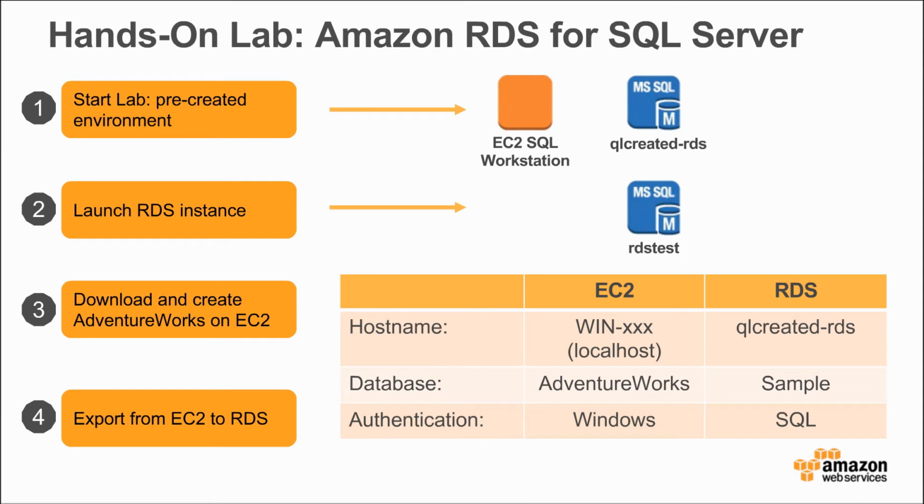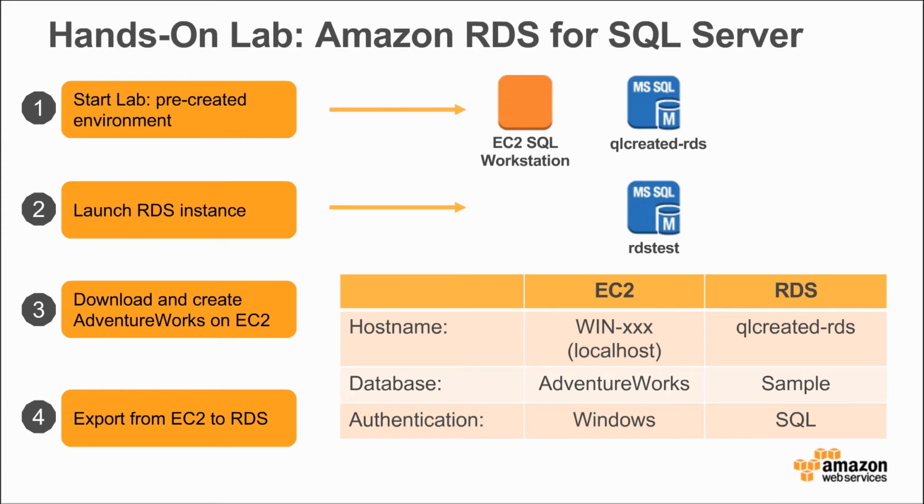Okay, this last slide before we start the demo is a preview of the demo and what you're going to do in the lab. Notice the numbers on the left side. There are 4 key aspects to the lab. First, when you click Start Lab, the lab environment runs CloudFormation to automatically create an EC2 instance and an RDS instance. That's shown on the top row there. The EC2 instance will be used as your workstation to mimic an on-premise instance of SQL Server. The name QL created-RDS just means that QuickLabs creates the instance with CloudFormation.